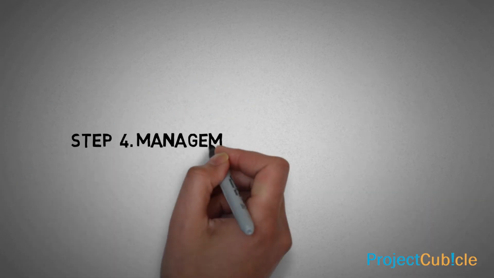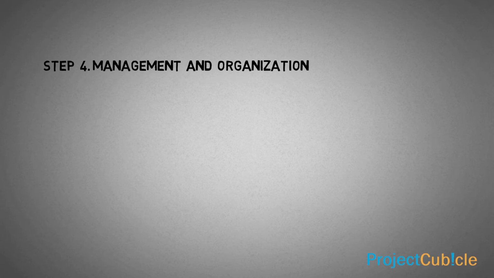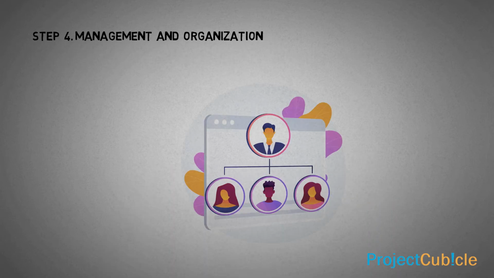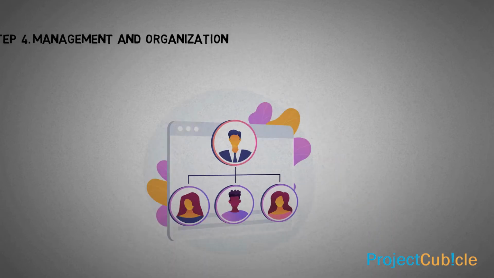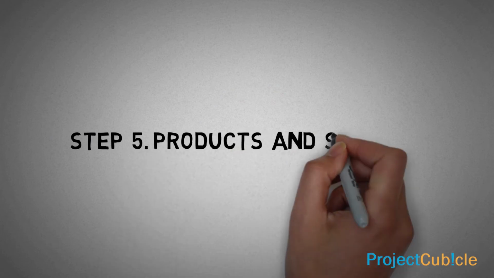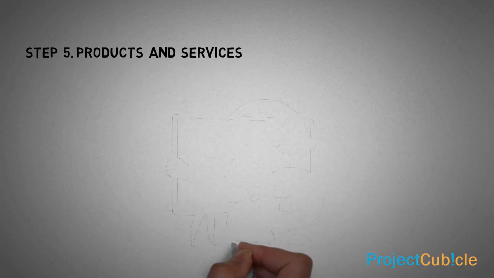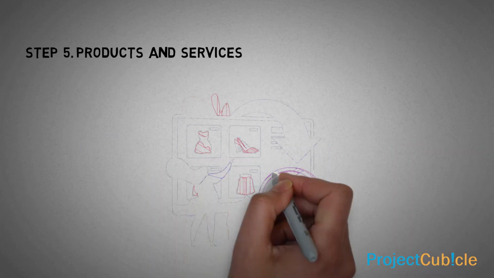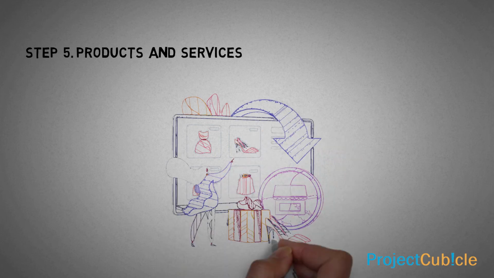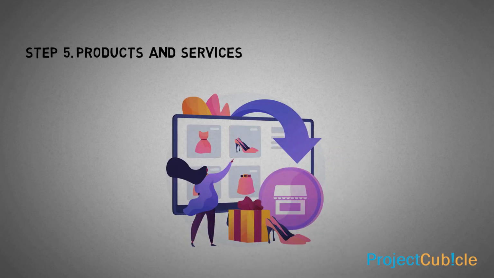Step 4. Management and organization. Describe your company's management and organizational structure. Step 5. Products and services. Give the details of your products and explain how they will fulfill the requirements of the customers. If the product is still in the ideation phase or needs improvement, explain the steps for development, improvement, and research.